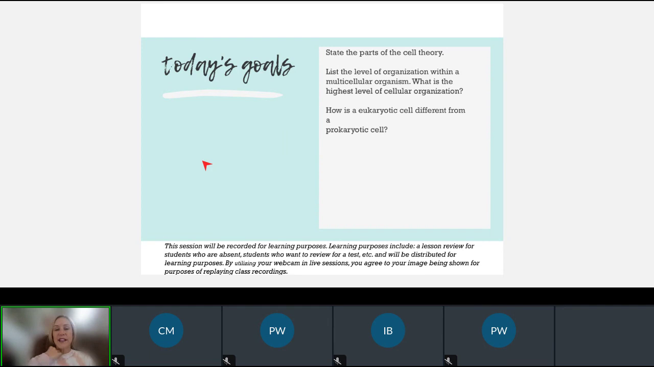Those are some funky words, right? Eukaryotic and prokaryotic. So if I asked you right now what the cell theory is, could anybody tell me? Give me a green check for yes, red X for no. Cell theory.